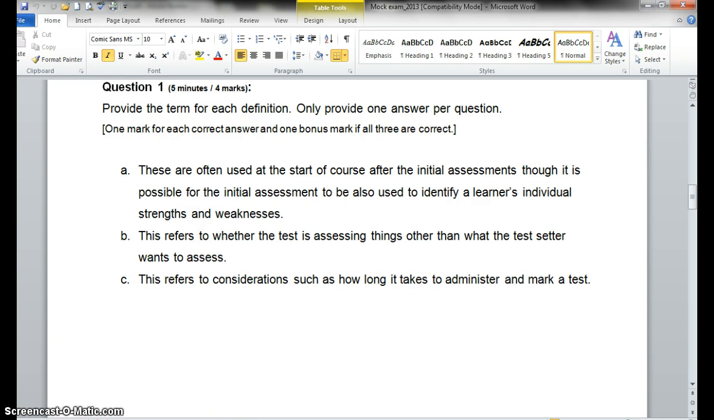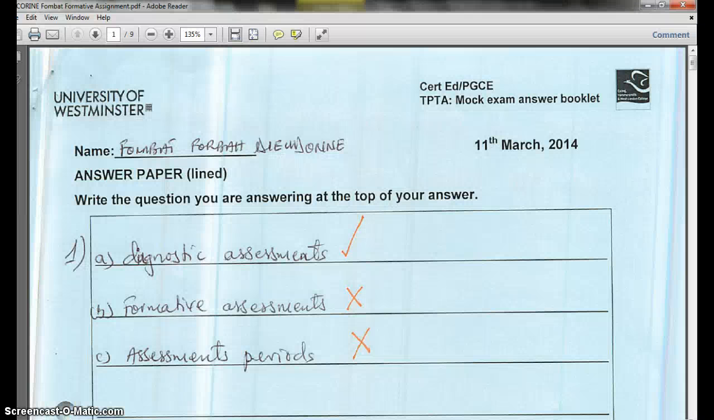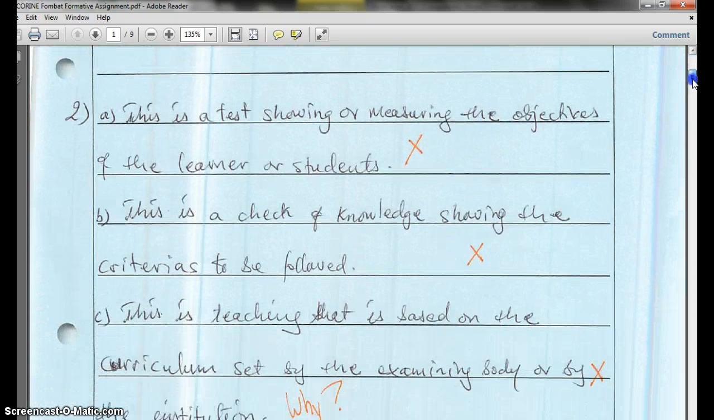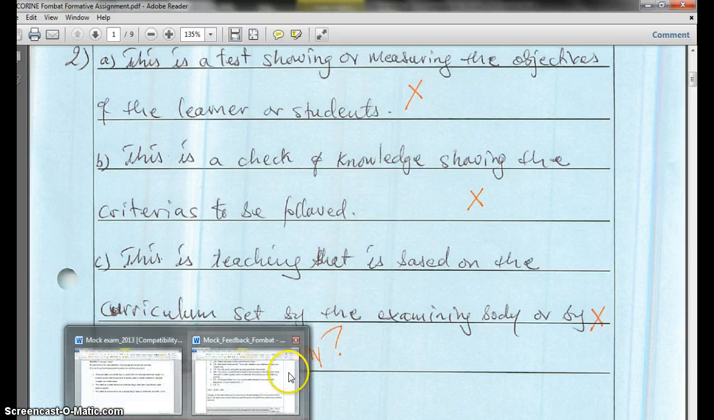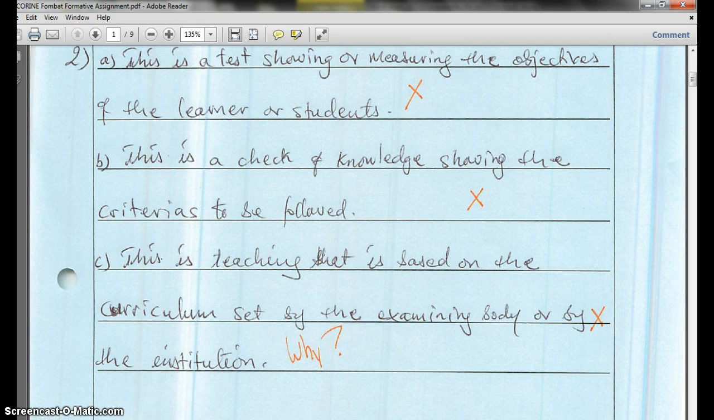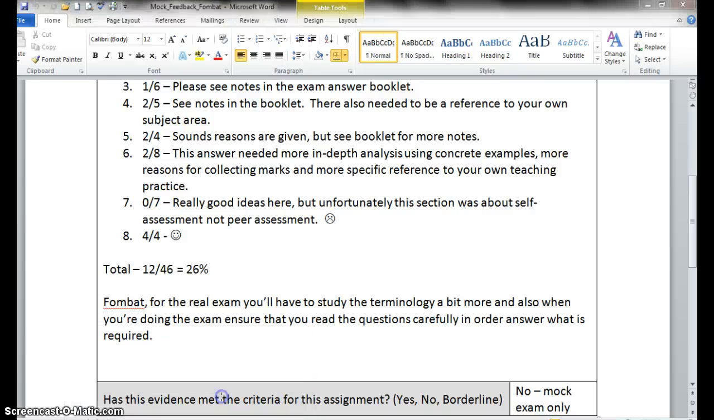Okay, and let's just see how you did. So you got a point for diagnostics, but B and C unfortunately were wrong. So I couldn't give you any points for those. Number 2, they were definitions. And let's see how you did on this one.